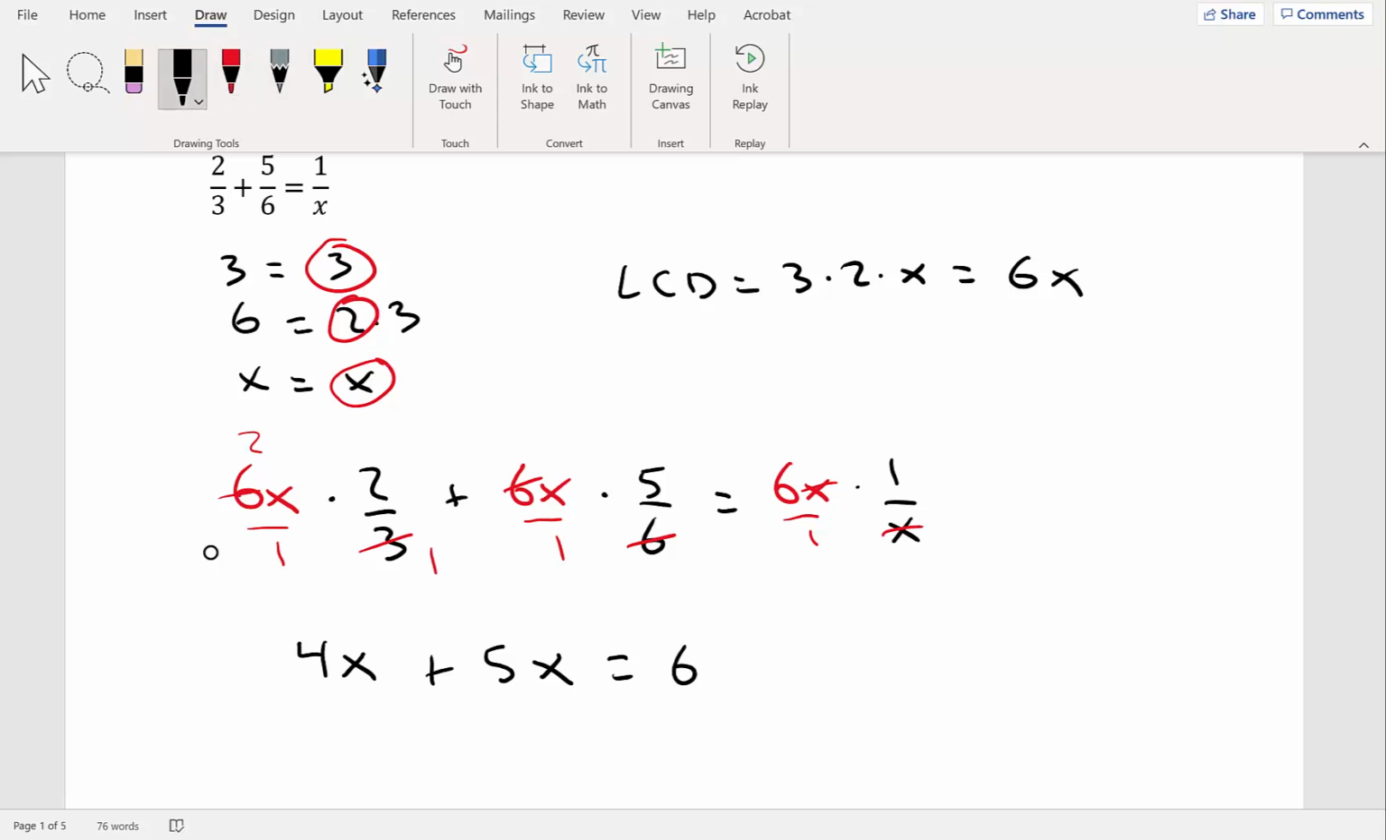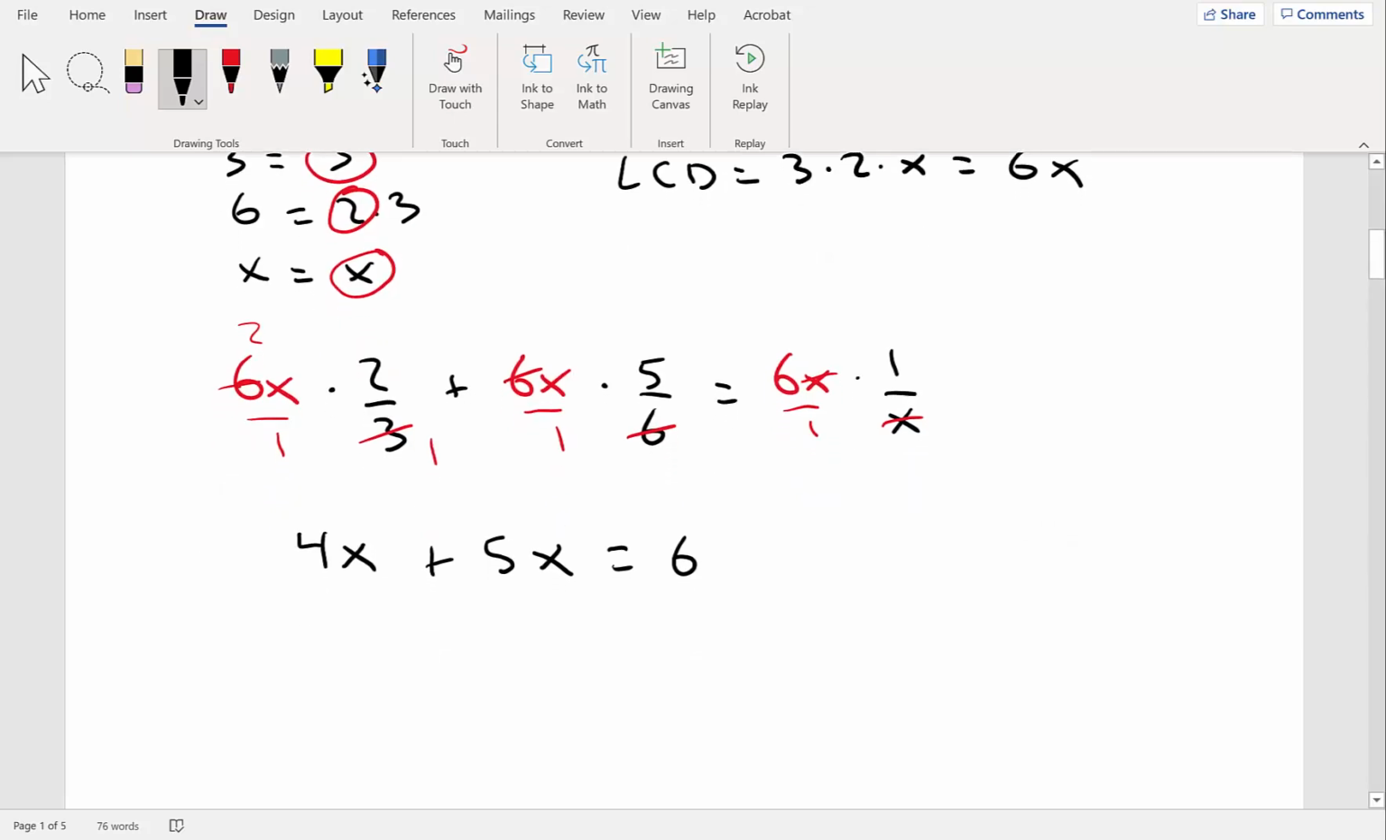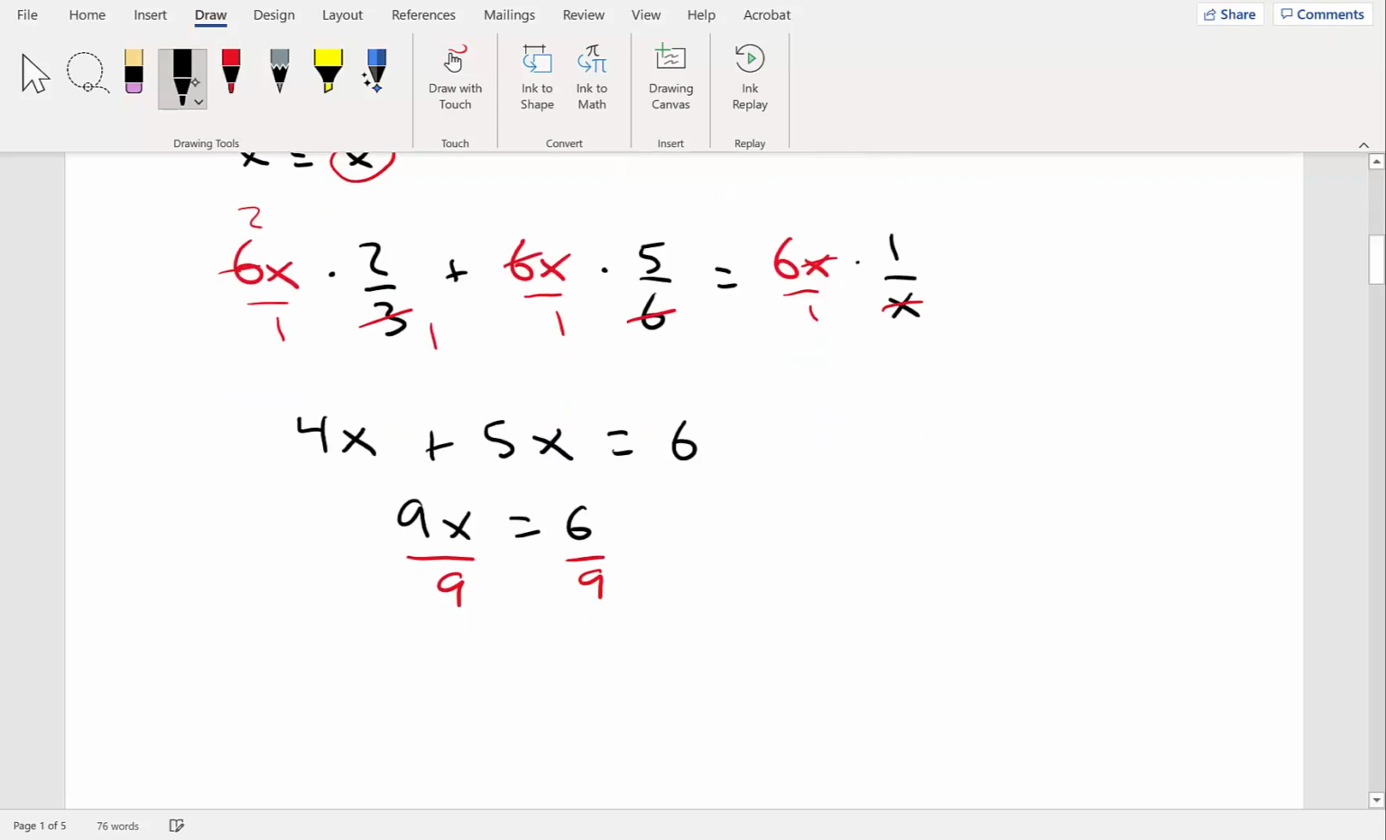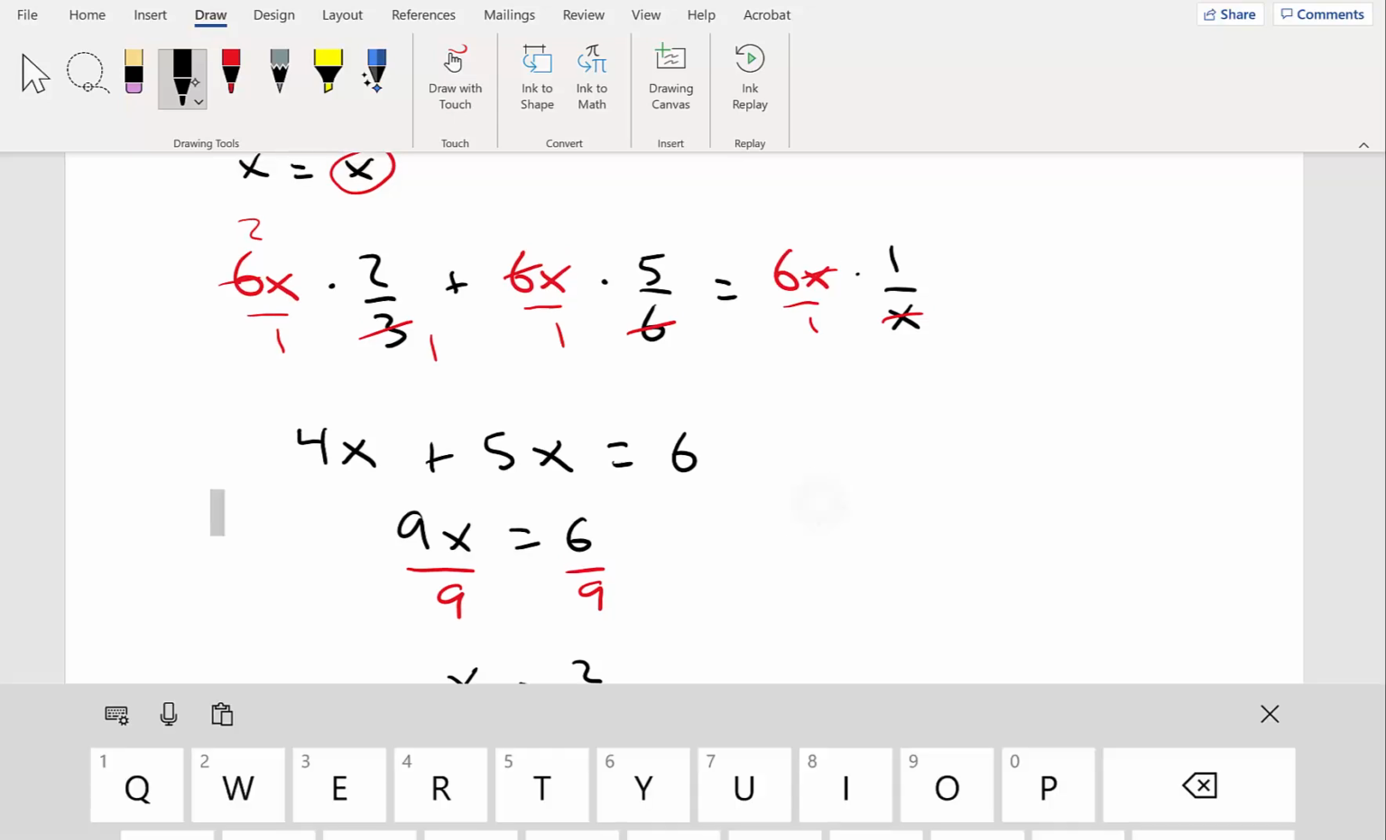So now I have this linear equation without any fractions. So let's go ahead and solve. So let's combine like terms. 4x plus 5x, that gives me 9x, and I have equal to 6. And the next step to solve for x, go ahead and divide both sides by 9. I get x is equal to 2/3. Next, we have to check our solution just to make sure it doesn't give us a 0 in the denominator.